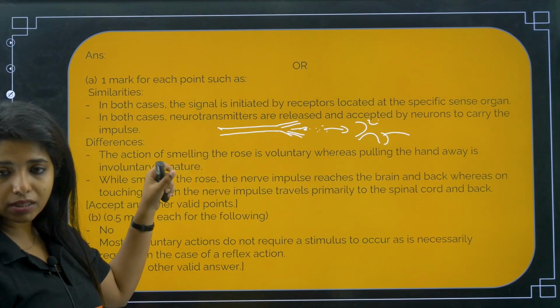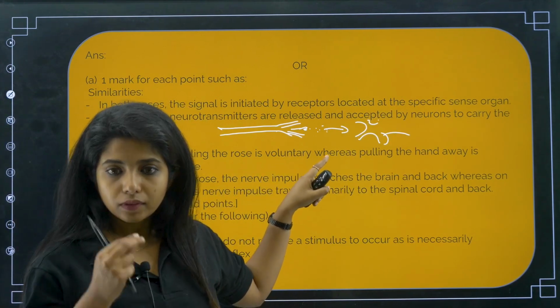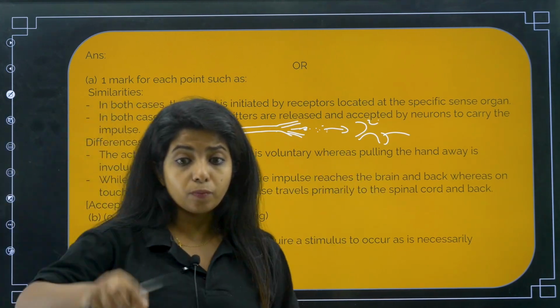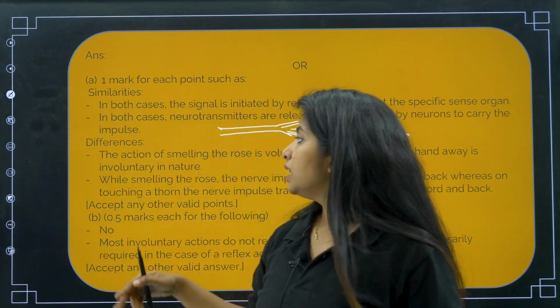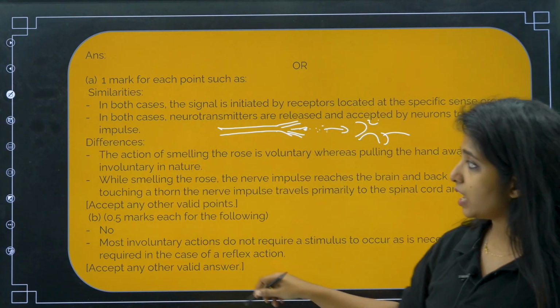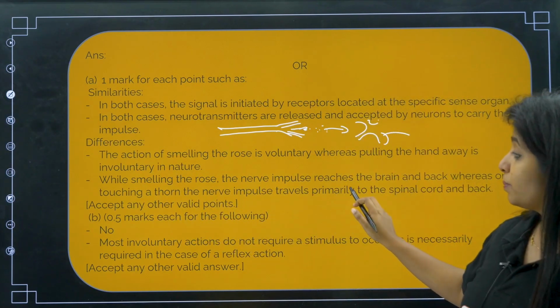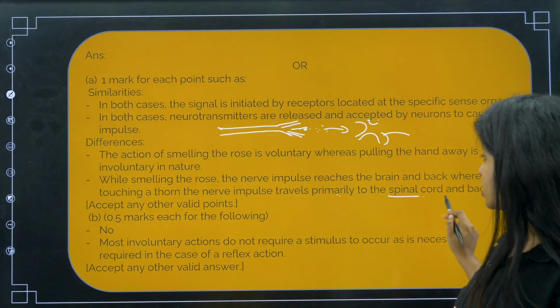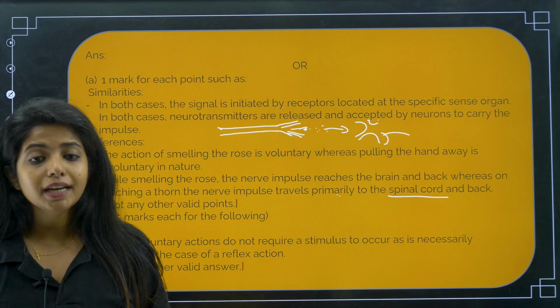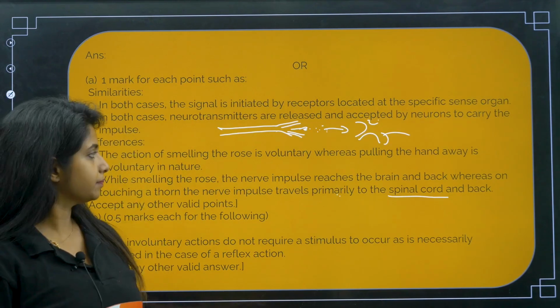If we talk about differences, the action of smelling the rose is voluntary. You are voluntarily smelling it, whereas pulling the hand away is involuntary. It is not under control, but you do it very fast, right? Now, while smelling the rose, the nerve impulse reaches the brain and back, whereas when touching a thorn, the nerve impulse travels primarily toward the spinal cord and then back. You get it? So those are the differences that you are having.